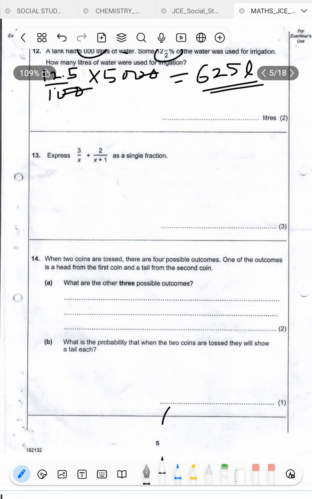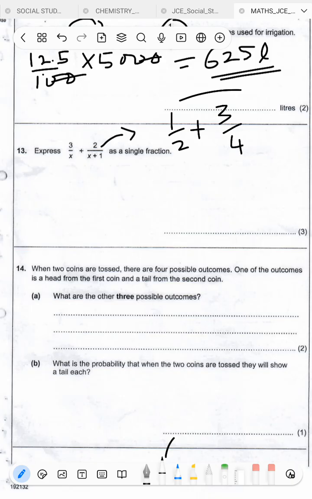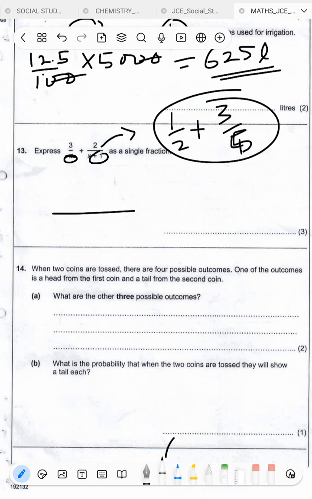Next question says express 3 over x plus 2 over x plus 1 as a single fraction. Remember, these can be interpreted in the same way as you having a fraction like this. So you're just going to work it out like if you had something like that. You just go back to the basics of doing fractions. So what is the first step that we're going to do there? The first step is that we're going to look for the lowest common multiple of our denominators there, the x and the x plus 1.